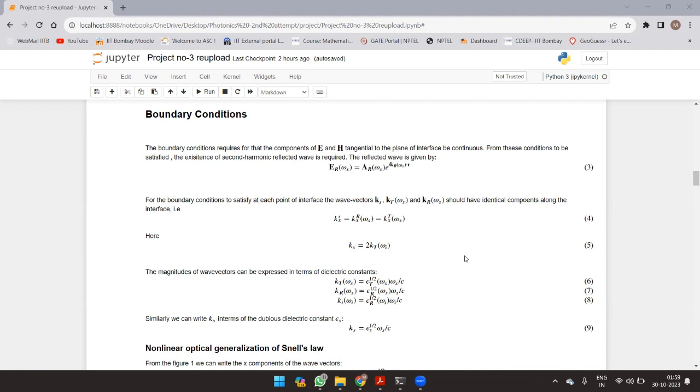And we have already gone through this, and after this the equation was ks equal to 2kt at omega i. We have also discussed the magnitude of wave vectors expressed in terms of the dielectric constant. There are three equations that are already discussed. In the last, we can easily write ks in terms of the dielectric constant epsilon s, and the equation will be ks equal to epsilon to the power half into omega s upon c.